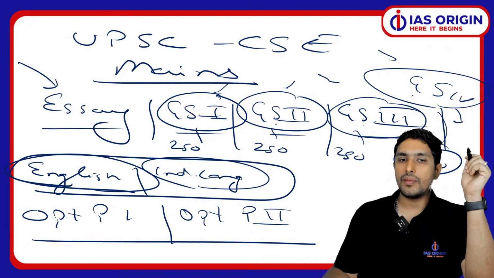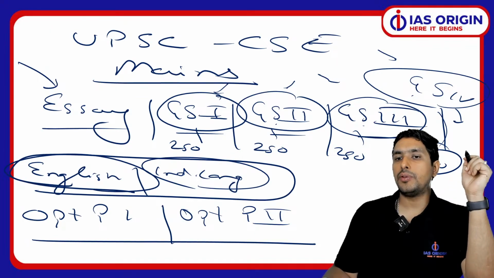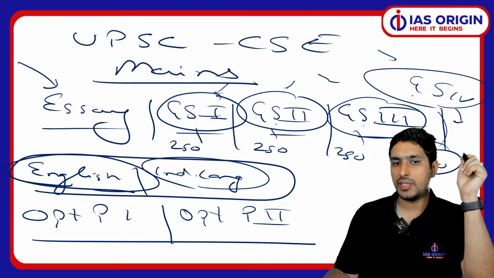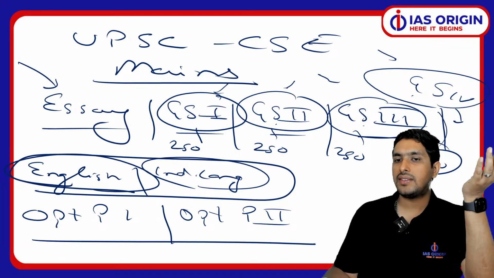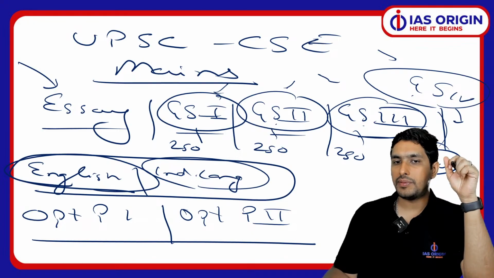And what I personally think is that if you have a good grip over GS, it can surely help you secure good marks in the mains, because ultimately that is the game changer. So make sure you are focusing properly on GS, and the optional you pick based on your strengths and weaknesses. But GS is the big game changer, so we have to focus a lot on that.